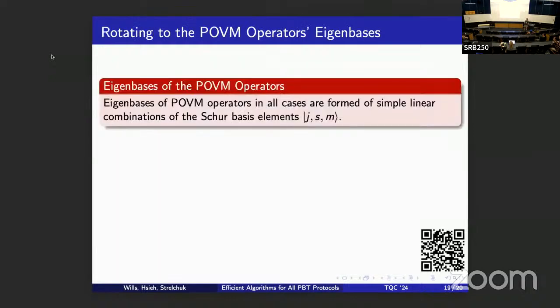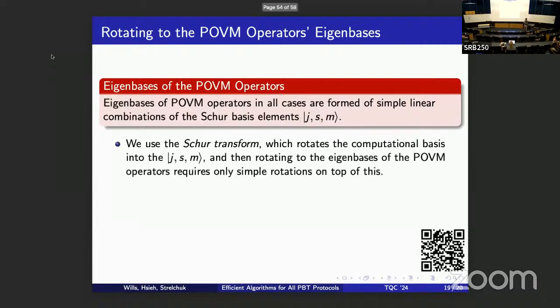But once you've got that, it turns out that all the POVM operators can be diagonalized with relatively simple linear combinations of these Schur basis states. The reason that's convenient is because we can then use this thing called the Schur transform, how to efficiently get from the computational basis into this coupled spin basis, which has been extensively studied. And then to actually get to our eigenbasis, it only requires some simple steps on top of that.